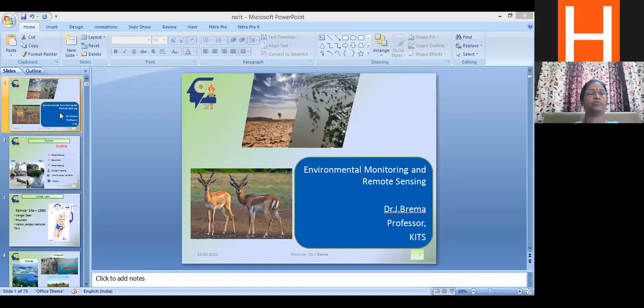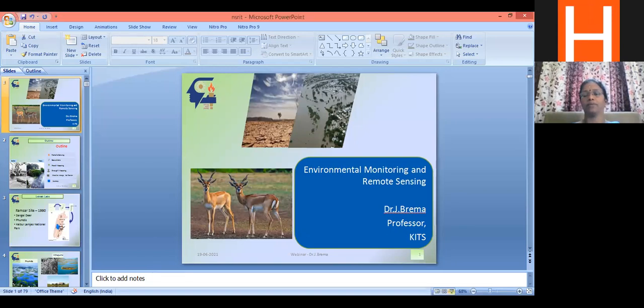I assume that the people who are participating here know the basics of remote sensing. Am I correct? Yes, ma'am. So I'm not getting into the basics of remote sensing, since everybody is learning it as a subject, including the students and all faculty. So I'm going directly to the lecture. Can you see my screen? Yes, ma'am, it's visible.